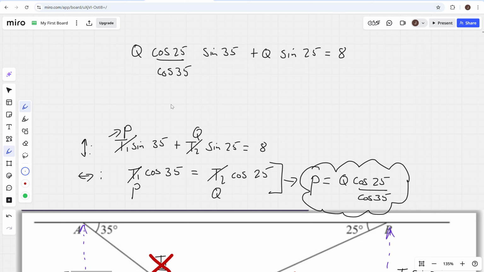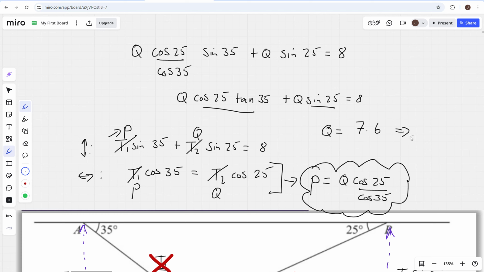It's a bit fiddly, this one, really, isn't it? It turns into Q cos 25 tan 35, because there's a sine over cos, tan 35, or you could just type the numbers in, plus Q sine 25 equals 8. So it looks intimidating, but remember, these are all just numbers, okay? And eventually you will get that Q is equal to, I've got sort of 7.6, okay? So it rounds to 7.6.